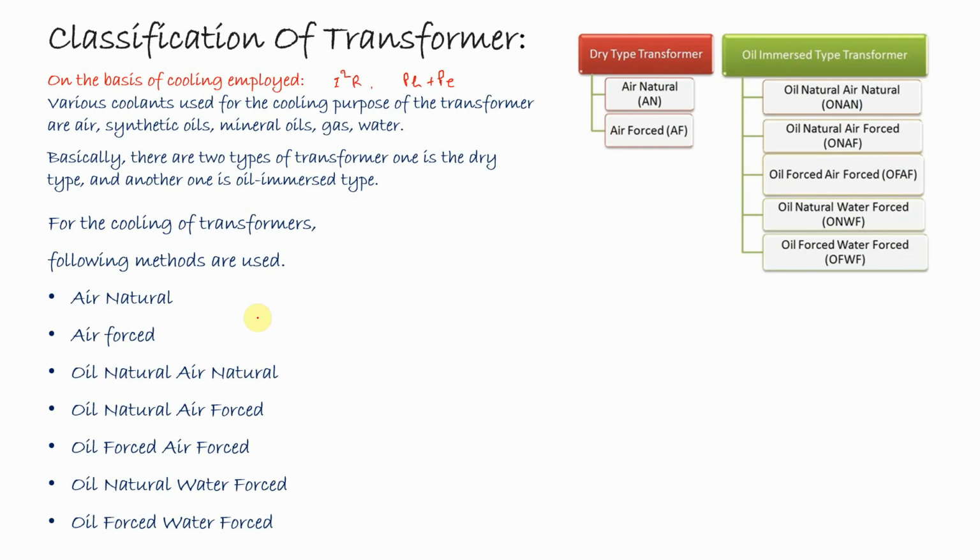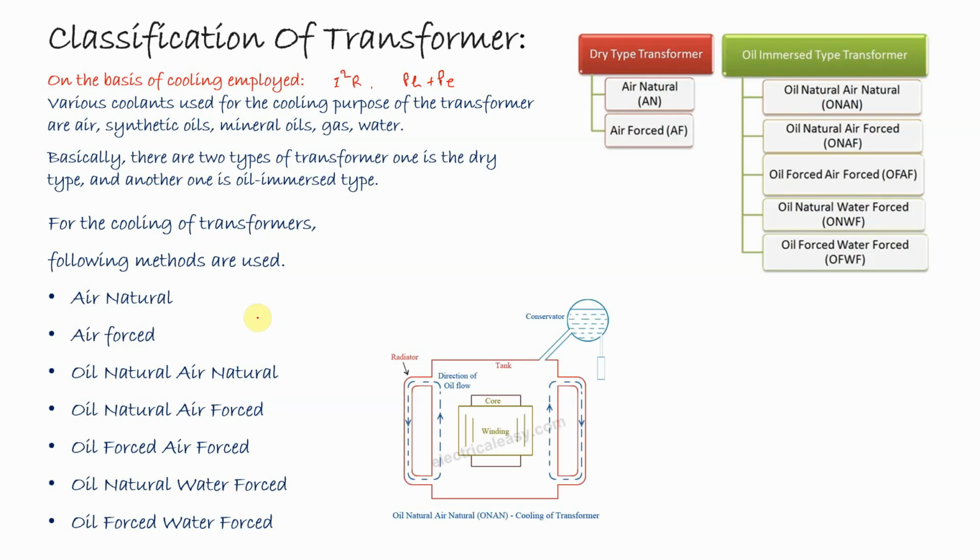So this is the classification of the transformer depending upon their cooling. In a dry type transformer, normally there are two types. One is called air natural and another is called air forced. This type of transformer is used for small rating purposes, whereas the oil immersed type transformer is used where the rating of the transformer is very high.